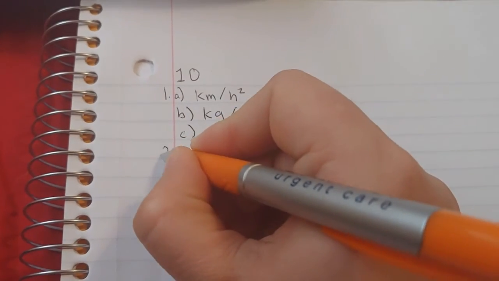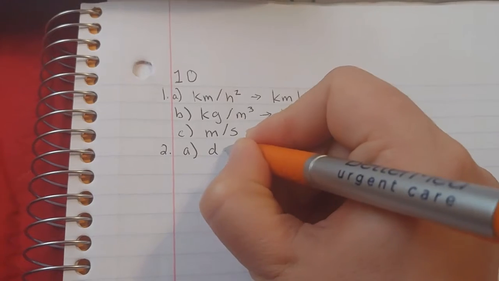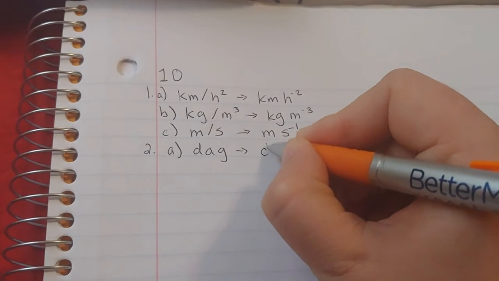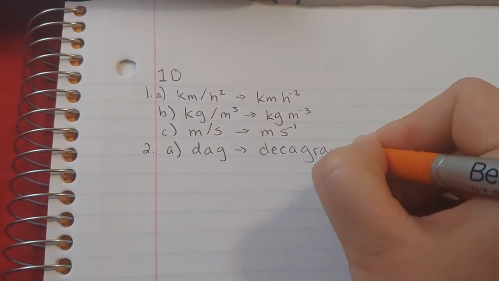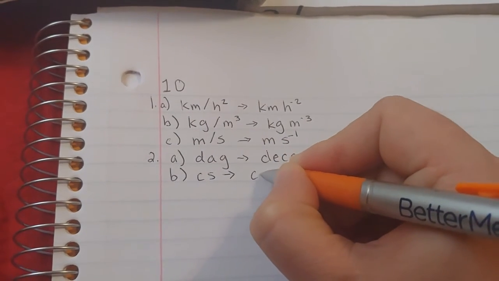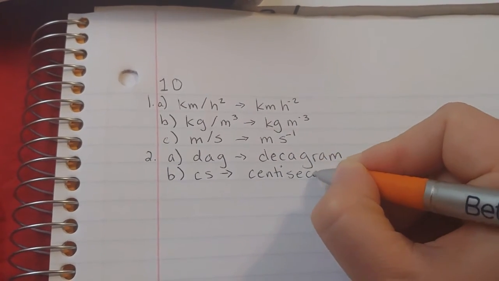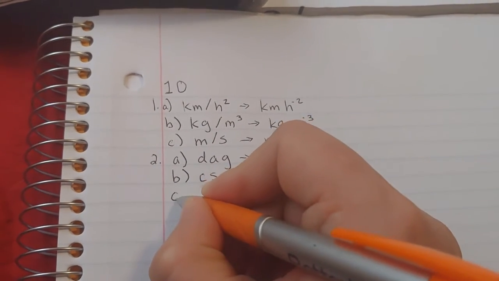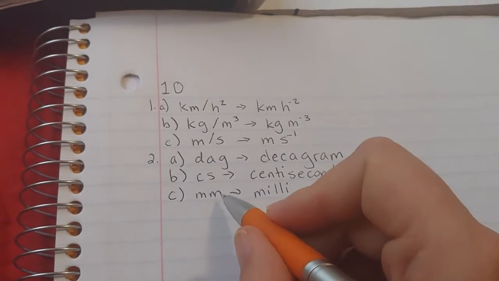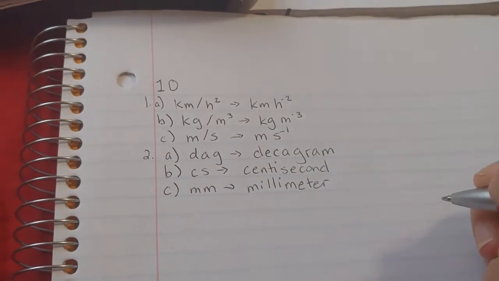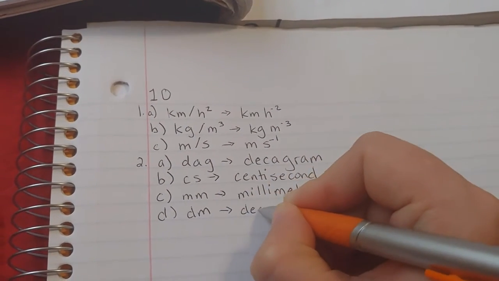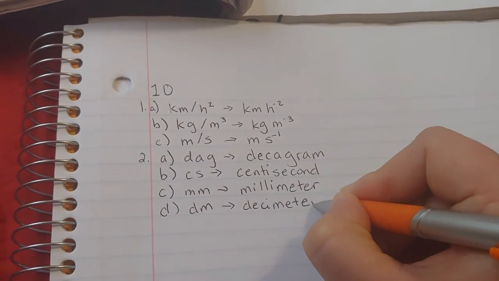Let's look at number 2. I need to write this unit in words. So DA I know is deca, and G stands for gram. Part B, CS, I know that C stands for centi and S stands for second. Part C, I know that M stands for milli and the second M stands for meter. And part D stands for deci, and once again, M stands for meter.